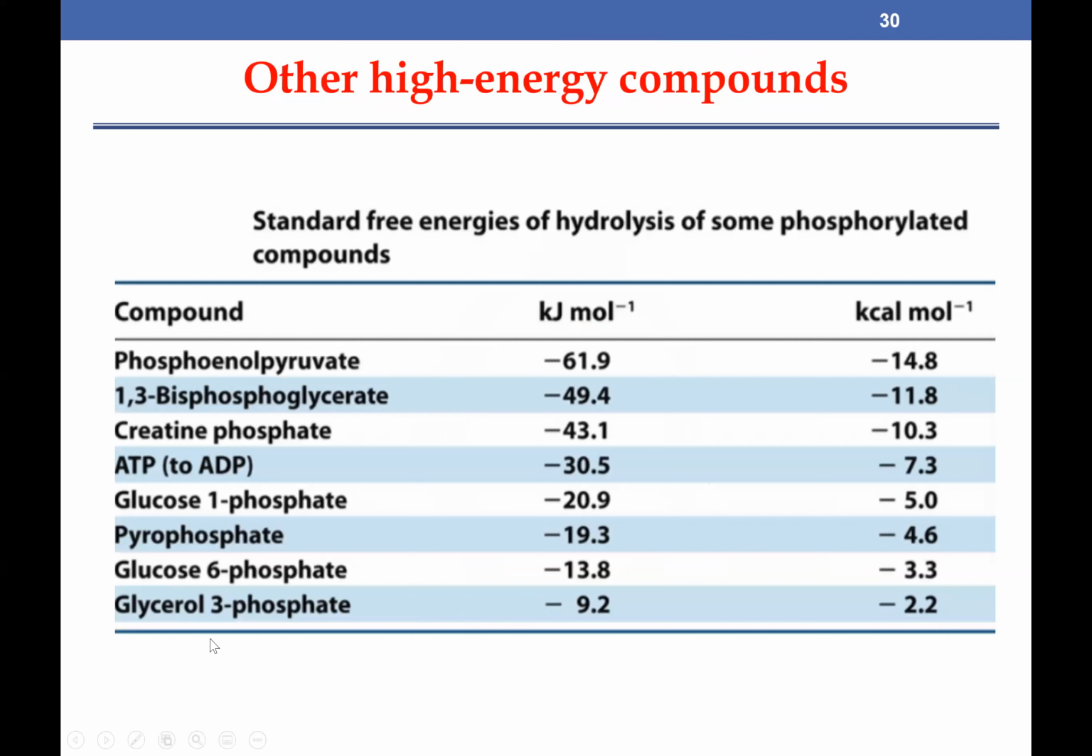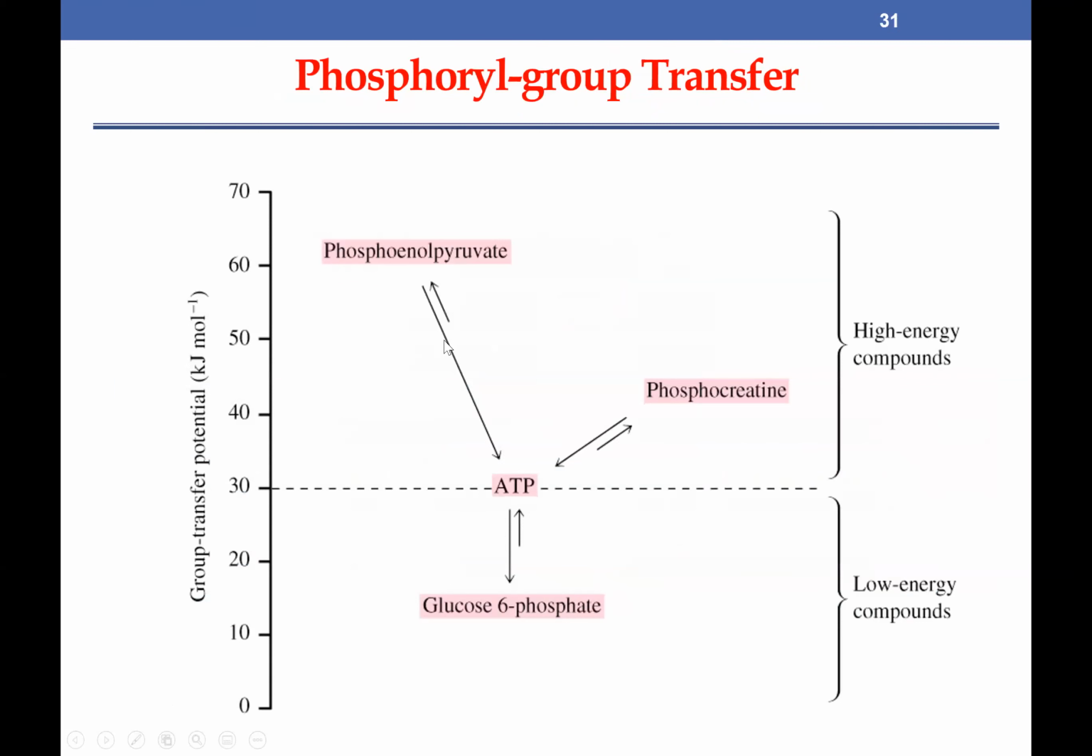These are just other molecules that can give us energy when broken down. I don't think it's that important unless the doctor mentions otherwise. This is similar: other phosphoryl group transfers. So I can break down this to become ATP and this to become ATP. And then ATP can be broken to give glucose 6-phosphate. But making ATP from glucose 6-phosphate is not favorable because I can see that the arrow is shorter.